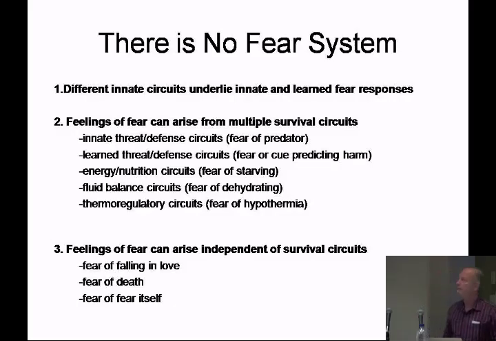So, I've concluded that there's no fear system in the brain. There are innate circuits that underlie innate and learned fear responses, but feelings of fear can arise from a lot of different survival circuits. As I said earlier, fear of a predator, fear of a learned stimulus that predicts harm, like a painful stimulus, a cue that predicts pain. You could have fear of starving, fear of dehydrating, fear of hypothermia, and so forth.